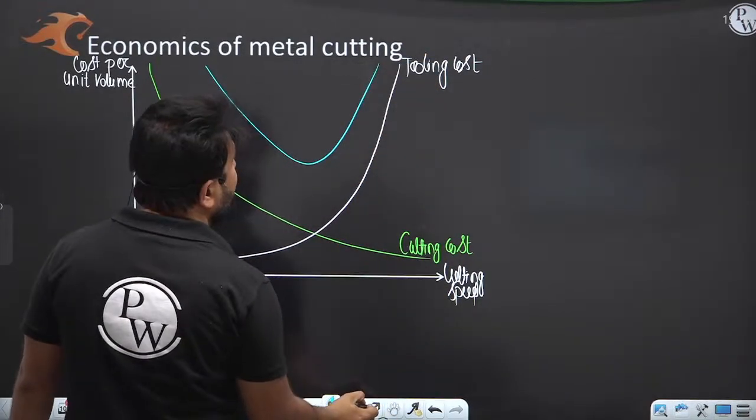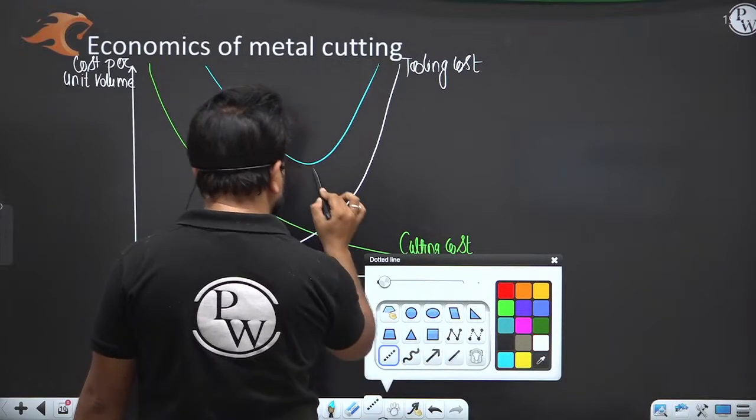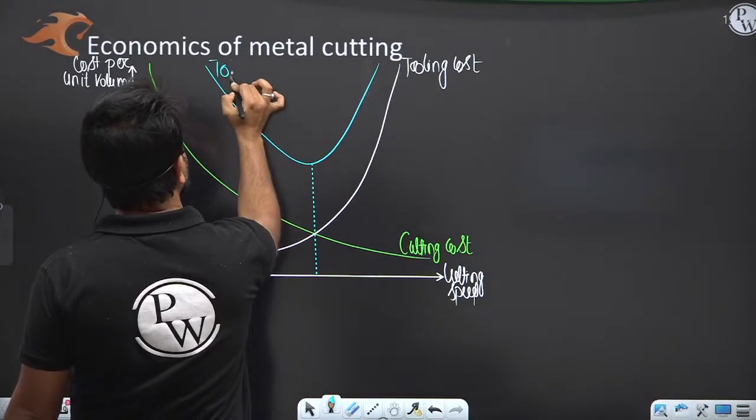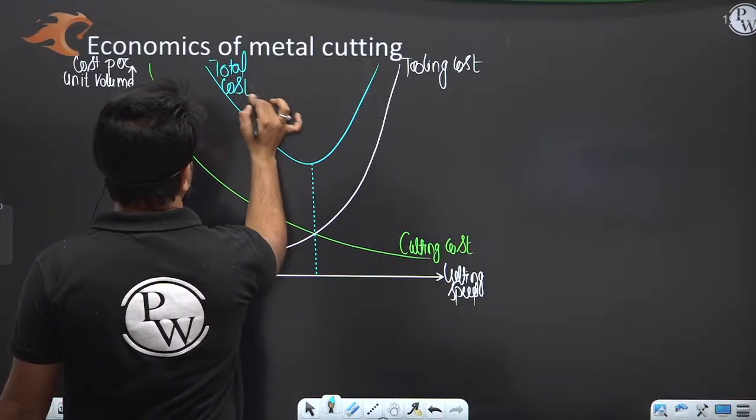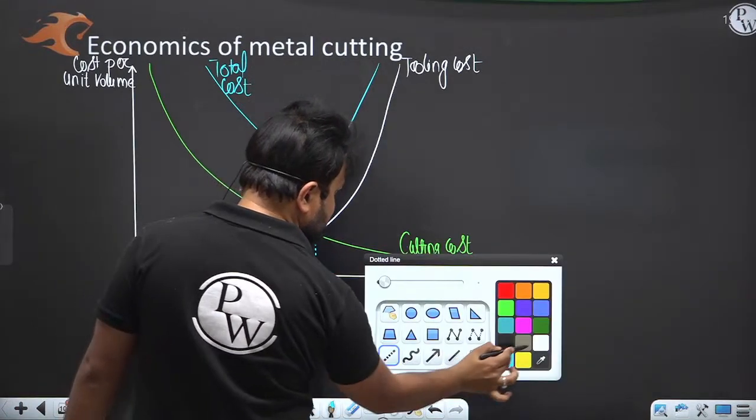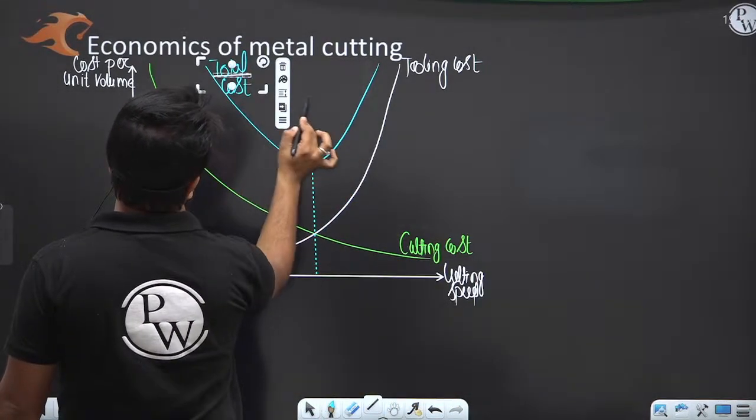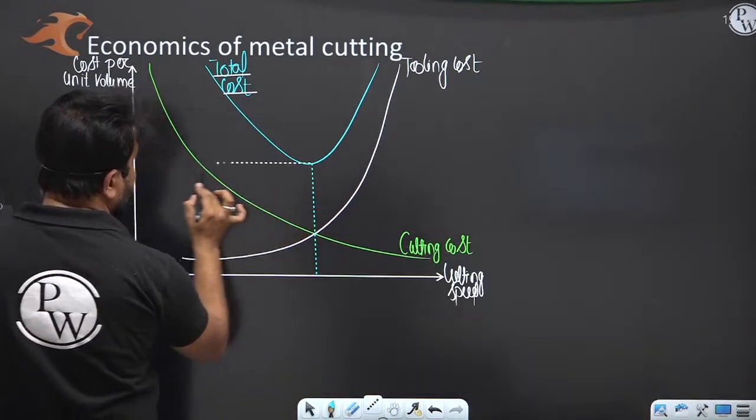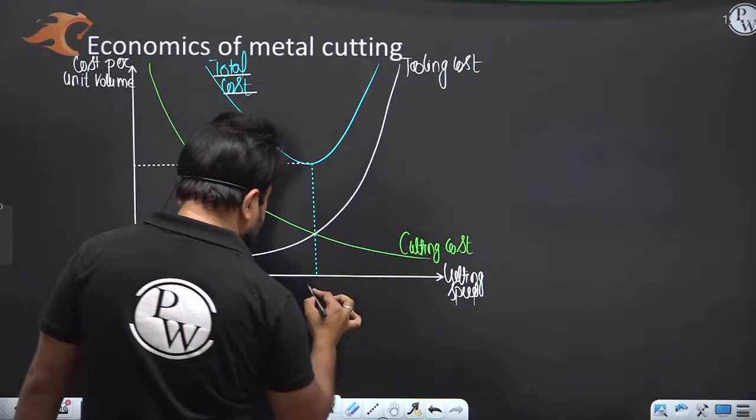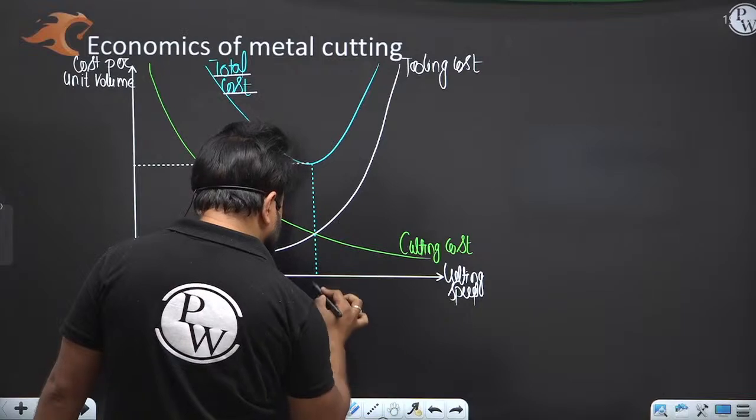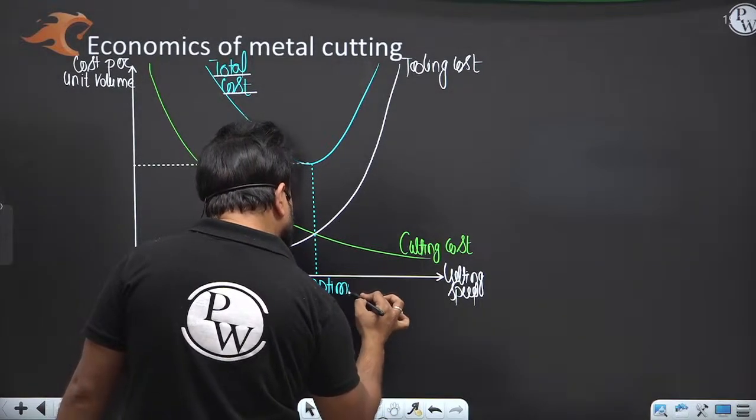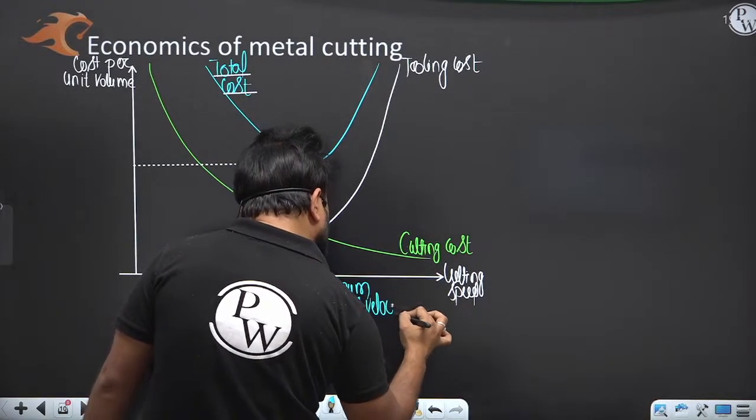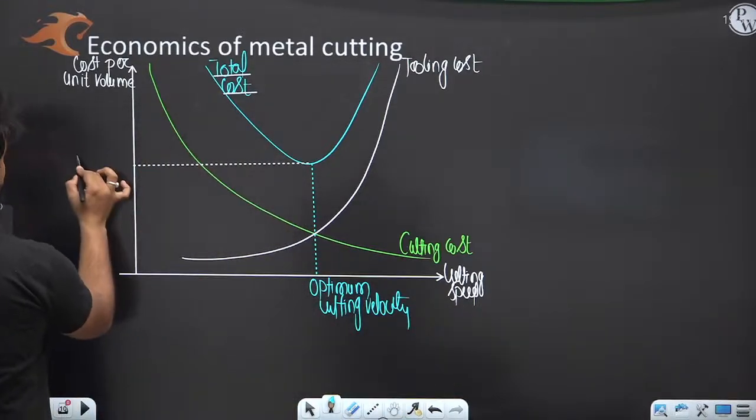it will give you the total cost. This is the total. This total cost we obtain as a minimum at some particular velocity. This is the optimum cutting velocity, where you are getting the minimum total cost.